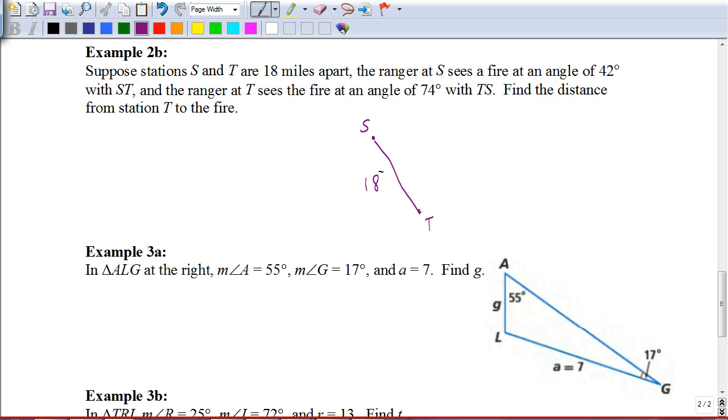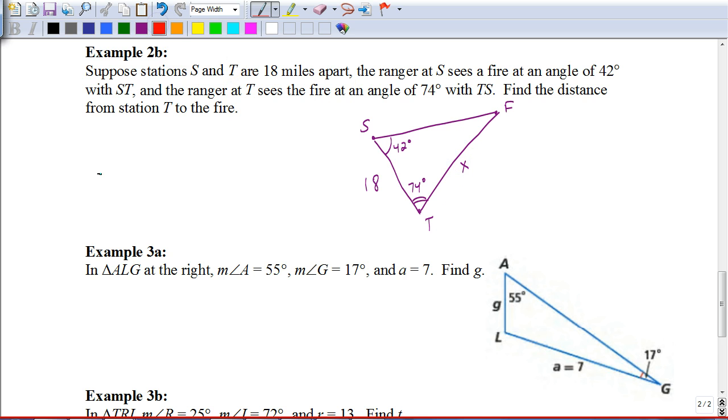And the ranger at S sees a fire at an angle of 42 degrees. So we call this angle, say that's 42 degrees. And the ranger at T sees a fire at an angle of 74 degrees with TS. Find the distance from station T to the fire. Station T to the fire would be this side here.